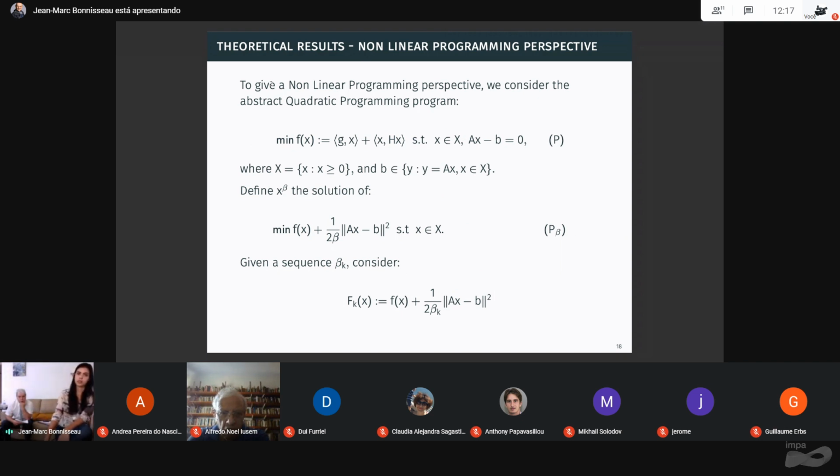Here X is the non-negative orthant and b is in the image of A. Also, we define x beta, the solution of the penalized problem, the minimum of f of x plus 1 over 2 beta norm of Ax minus b squared. So here we have the same formulation as the one-level regularized formulation. We call this problem P beta and the original problem P. So given a sequence beta k, we consider the function where we replace beta by beta k, and we call it big F k of x.